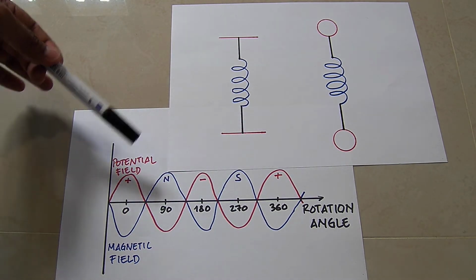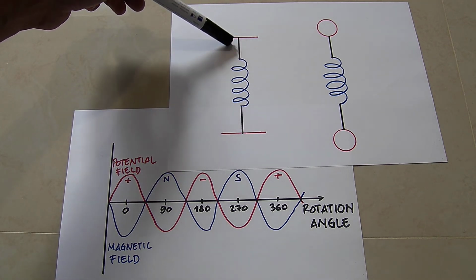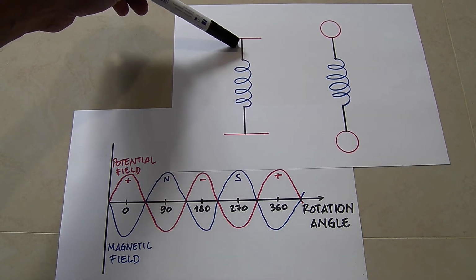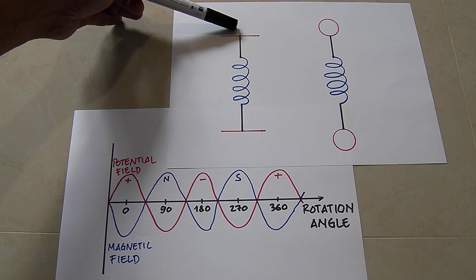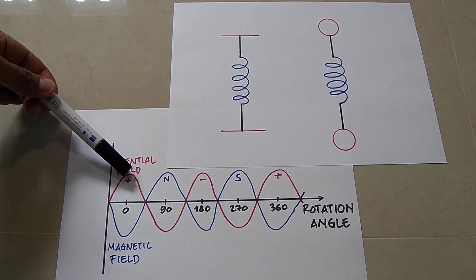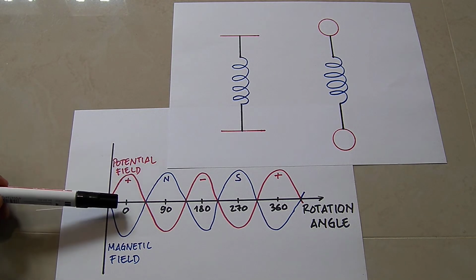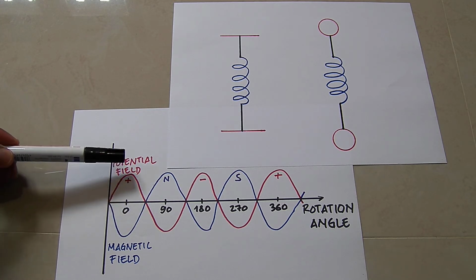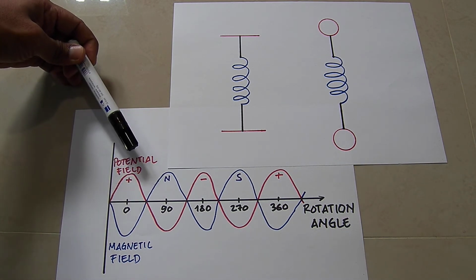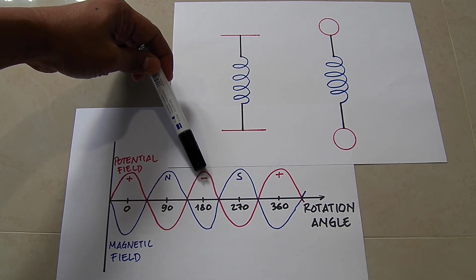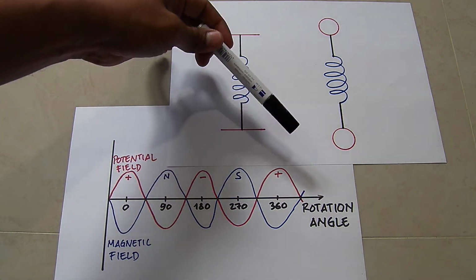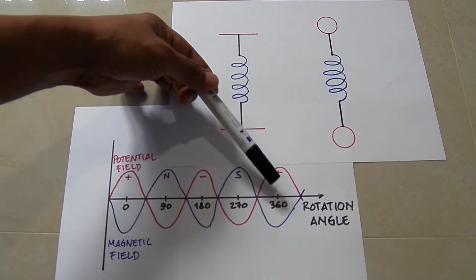Okay, now if this field strength is at maximum and the polarity is positive, let's take this point as the zero reference point, or zero reference angle, 0 degree. And we see that we have maximum field strength and then minimum field strength and then maximum field strength again, but with the inverse polarity. And then until back to the maximum positive field strength, we have 360 degree.